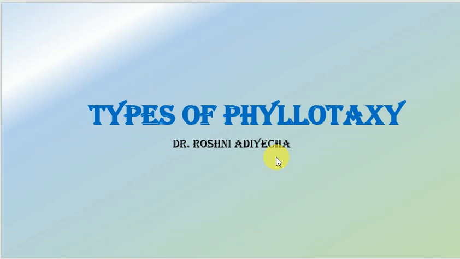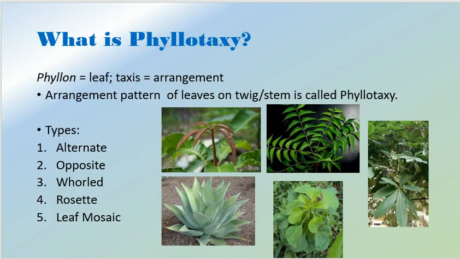In this video lecture, we will study types of phyllotaxy. First of all, we will see what is phyllotaxy. The word phyllotaxy is made up of two words, that is phyllon and taxis. Meaning of phyllon is leaf and taxis means arrangement. So phyllotaxy is the arrangement pattern of leaves on twig or stem.